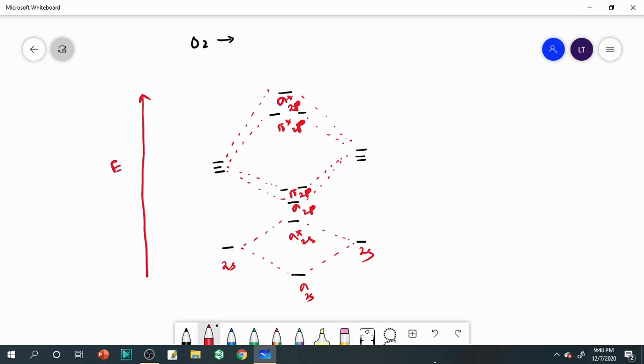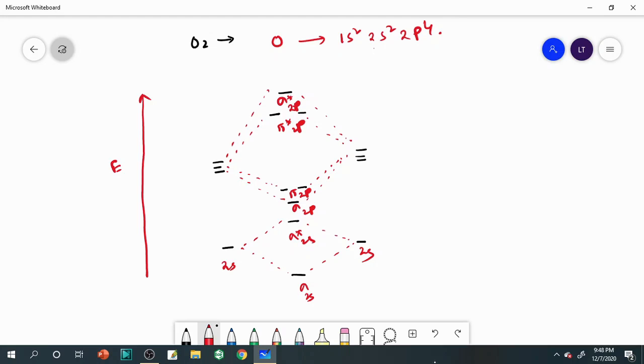Okay, so how will the electronic configuration be? What is the electronic configuration of the oxygen atom? It is 1s2, 2s2, 2p4.